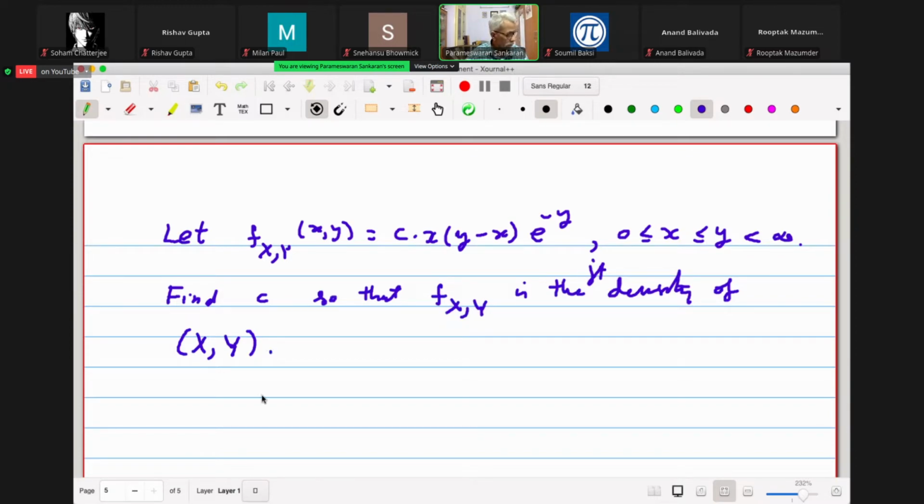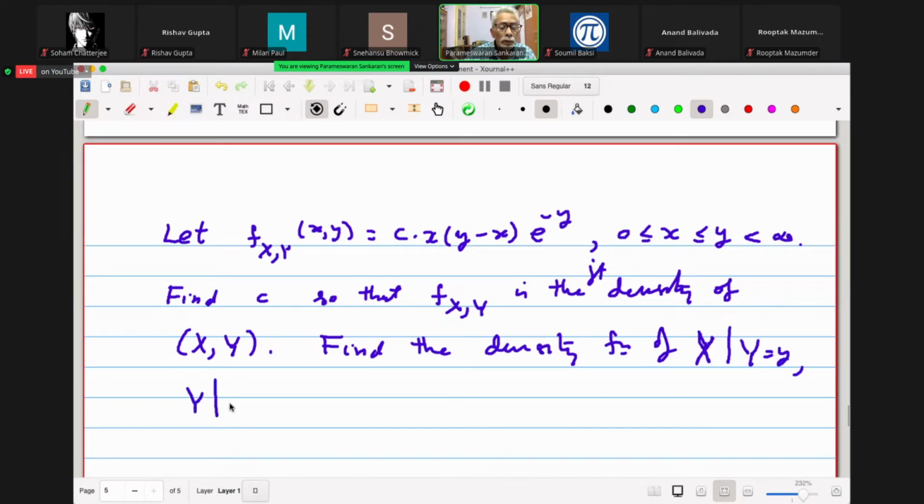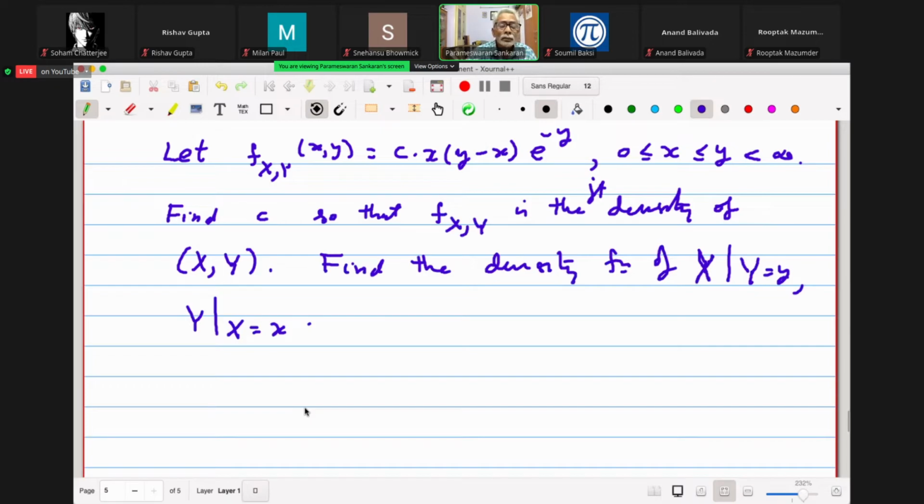And then find the density function of x given y equals y, and y given x equals x. You can find both. Okay, so the first question. And how do we do this?